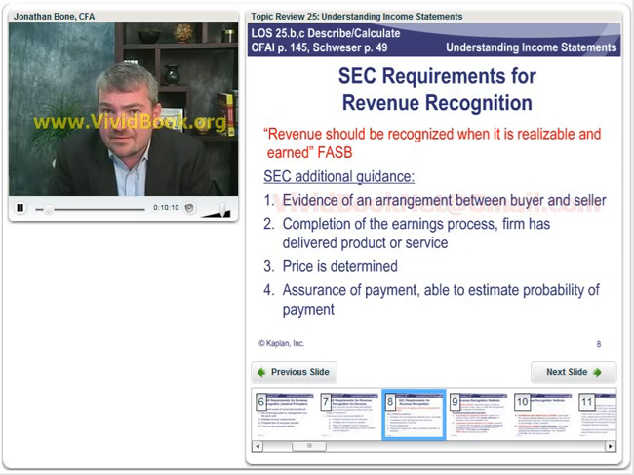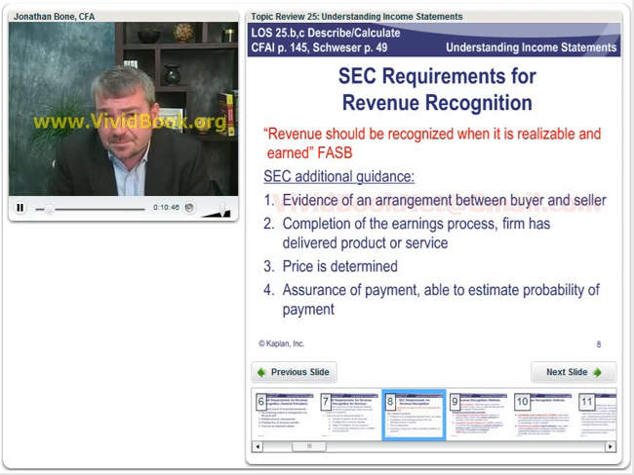First of all, there's an evidence of an arrangement between the buyer and the seller. It could be a sales contract, it could be an invoice, it could be a shipping note indicating the goods have been shipped. Also, notice there should be completion of the earnings process, i.e. the firm has actually shipped the goods or completed the service. The price is determined, so we know what the price is, we can put a dollar value. And then the final one, of course, is the customer is likely to pay, so we've got assurance of payment. And of course, in that case, if we know the price and we know the total cost, we can start to record, of course, a profit.